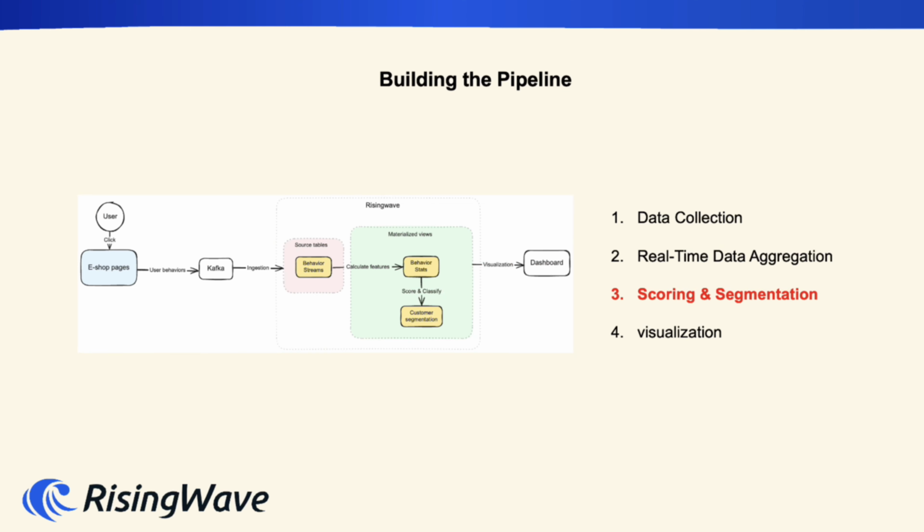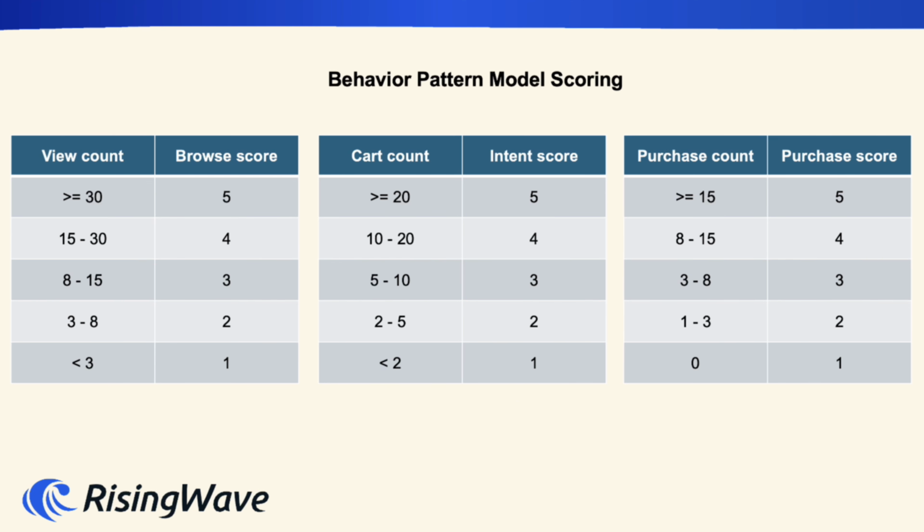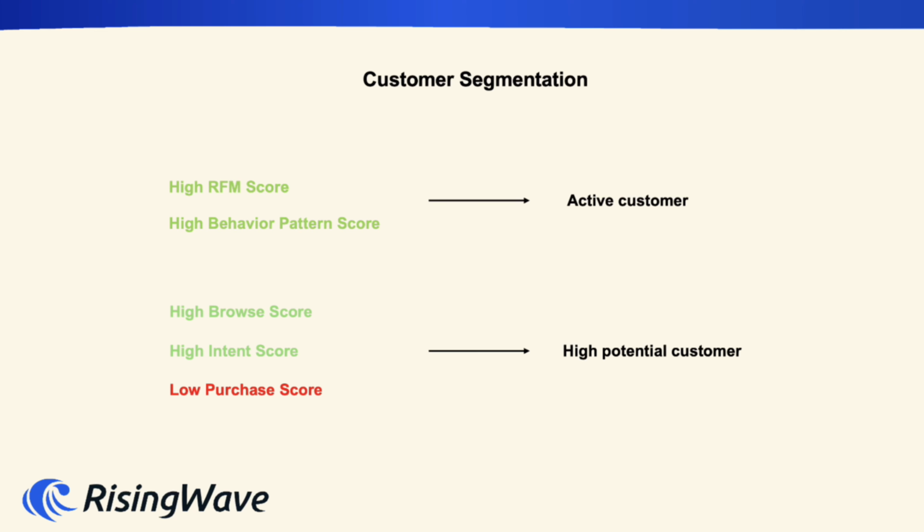In this demo, the scoring criteria are as shown in the table. Of course, these criteria can be adjusted according to the actual circumstances of users on different e-commerce platforms. They are only used for demonstration purposes here. After obtaining the scores from the two models, we can segment the customers. For example, if a user scores above 4 in both the RFM model and the behavioral pattern model, they will be categorized as an active customer.